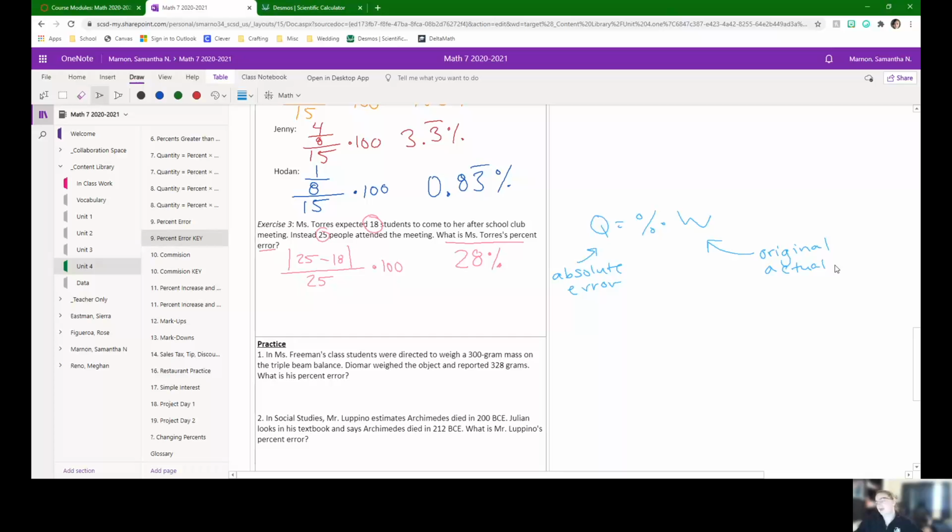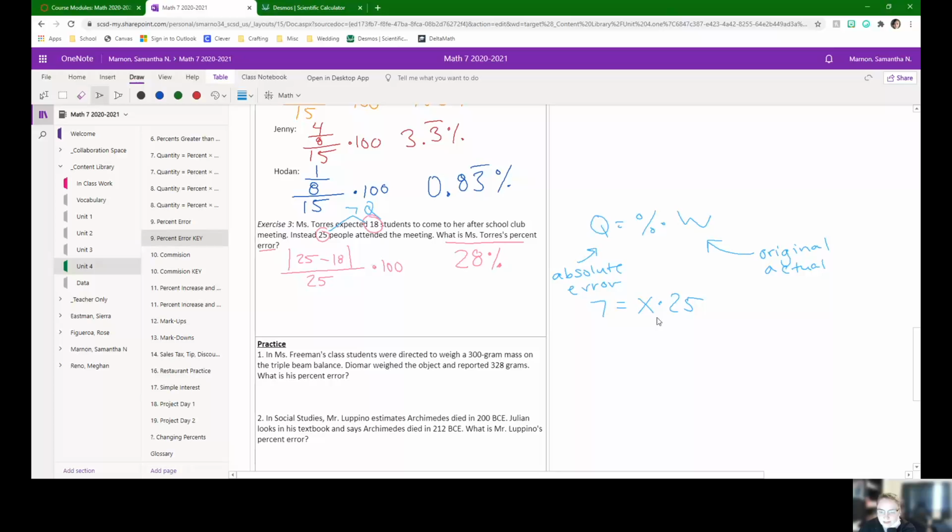So if you think, I cannot remember this new equation, Miss Marnon, you can always go back to quantity equals percent times whole. So if I was going to do this the way with quantity equals percent times whole, I would have to first find the difference with what Miss Torres got. So between 25 and 18, she was off by 7. That would be our quantity. Our percent is the mystery we're trying to find, times our whole. It was supposed to be, or it ended up being 25.